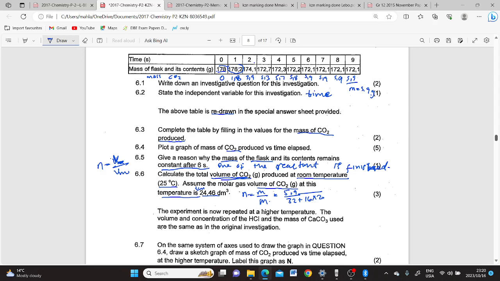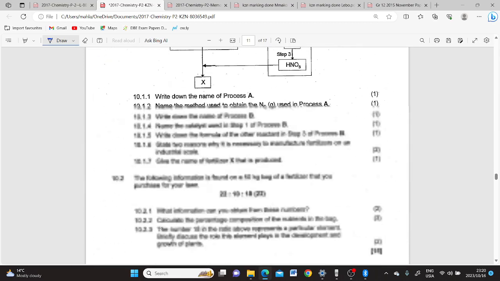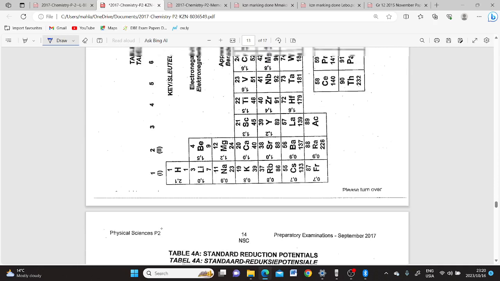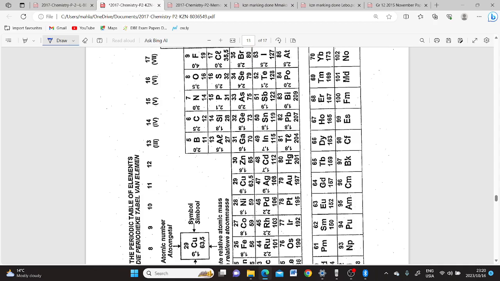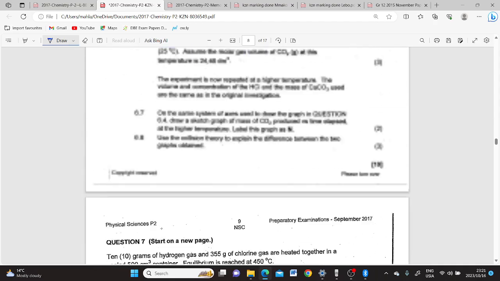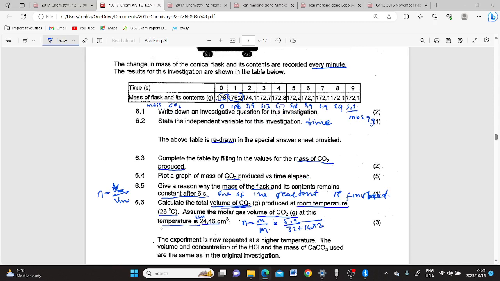Carbon, is it 32? The carbon dioxide, let's check. 32 or 60. So carbon is 12, sorry for that. So carbon is 12, 1, 2 plus 32. That is 44. So it means we're going to have 0.13 moles.